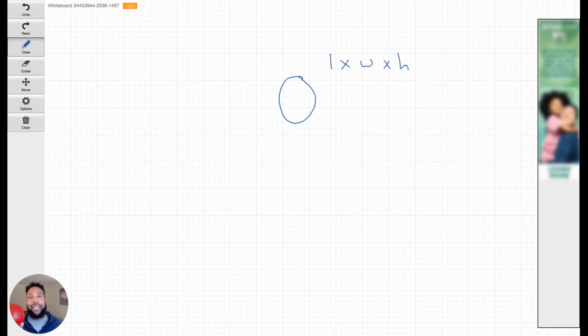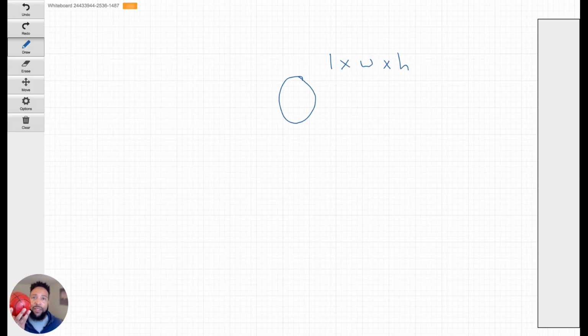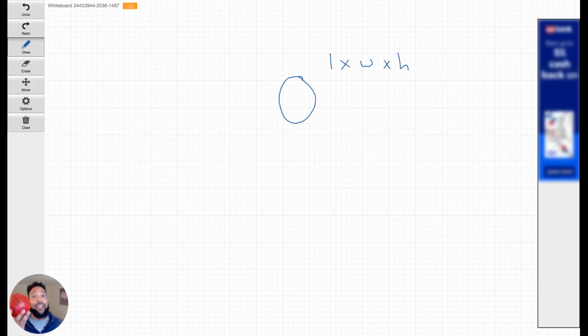Why would you need to calculate the volume of a sphere? Well, say, for instance, you need to fill this ball with air. You need to calculate the volume, so you need to know how much air can go inside of this sphere. So let's get started.